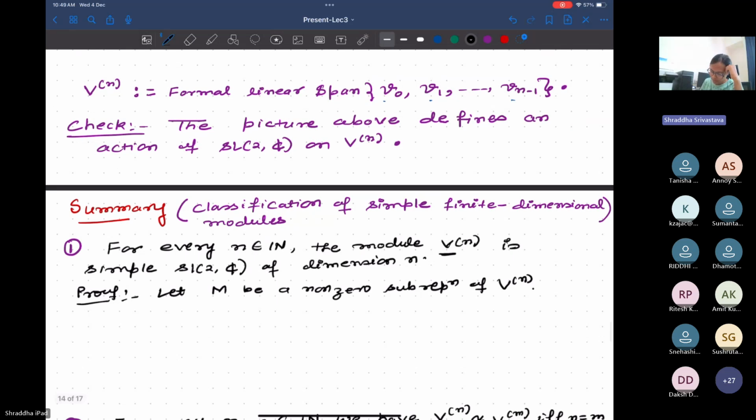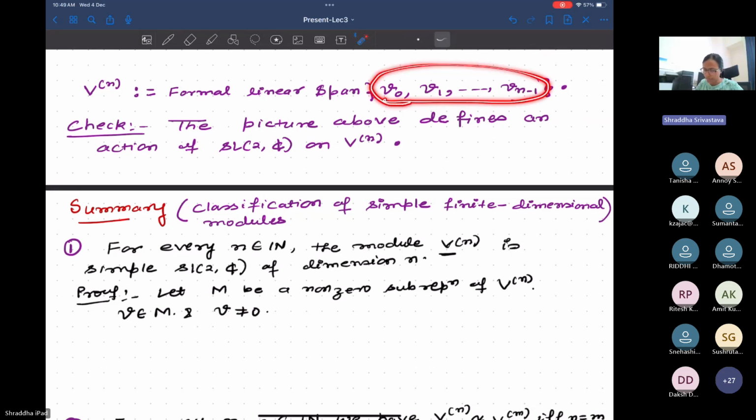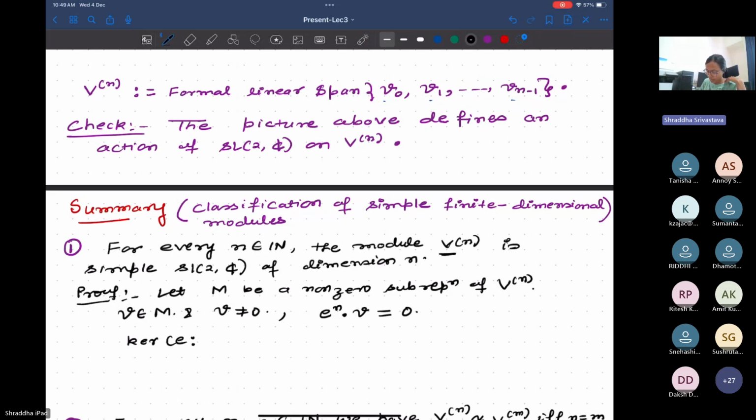Since M is non-zero, there is a non-zero vector v in M, and you can express this vector v as a linear combination of these vectors. When you apply E to the n to v, it is going to be 0, because E to the n applied to any of these vectors is 0, and v is a scalar linear combination of these vectors. So what this is saying is that if you look at the kernel of the action of E from Vn to Vn and intersect it with M, this is actually non-zero.